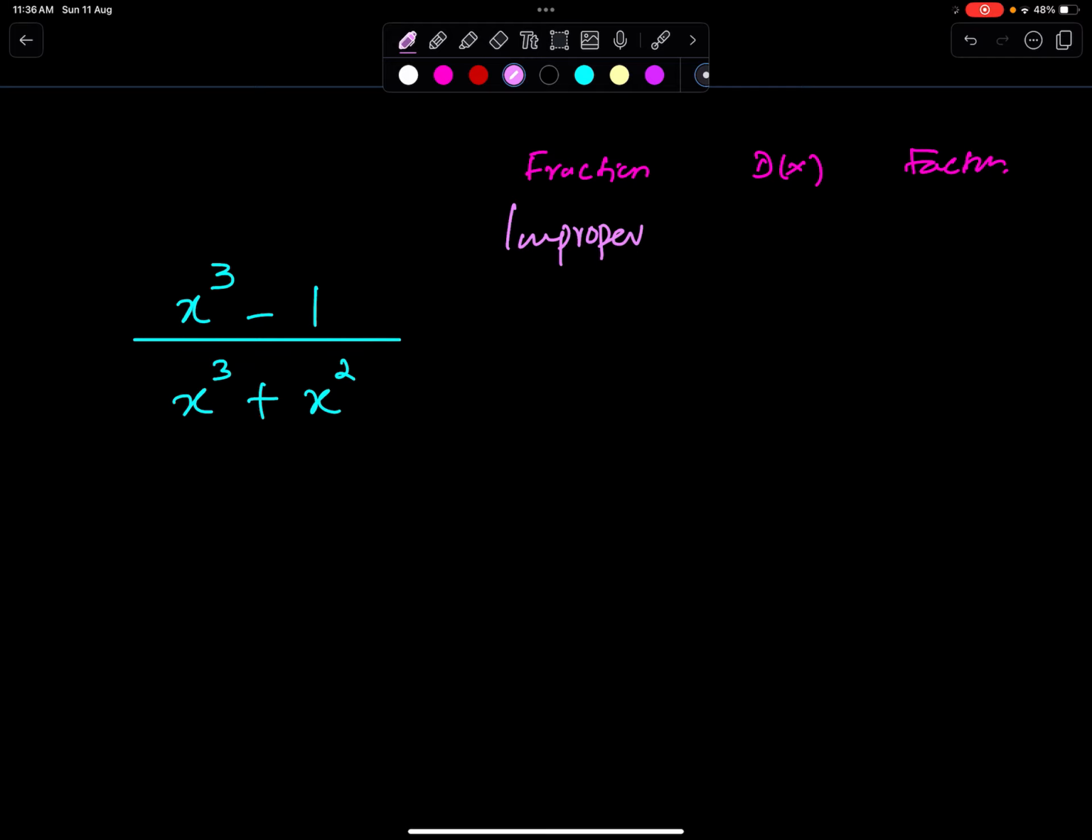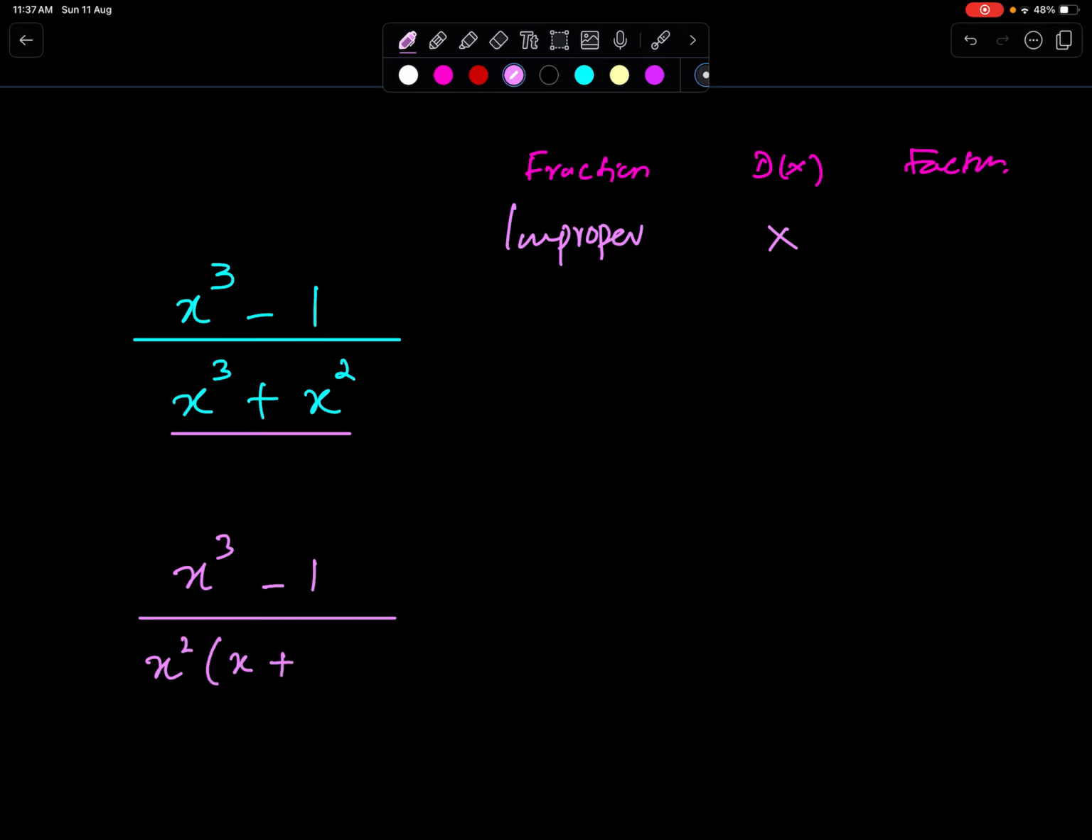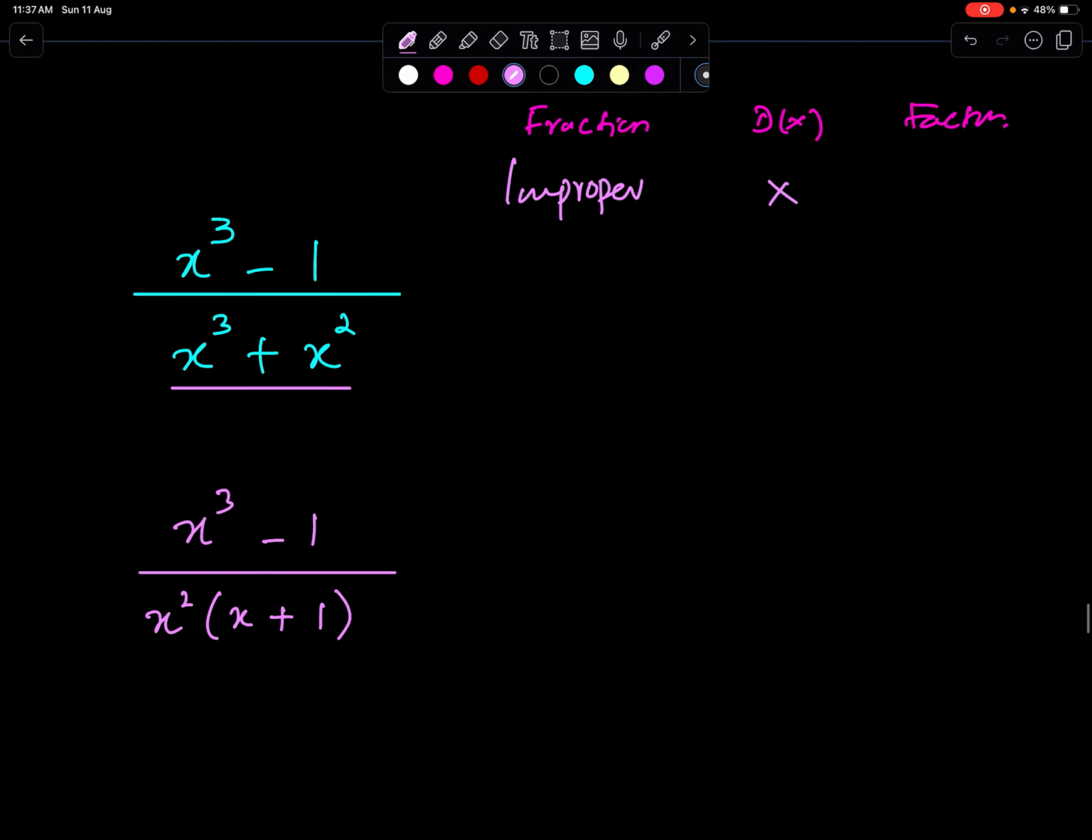Now observe the denominator. This denominator can be factorized. So we need to factorize it. Denominator is not in its simplified form. We have to factorize the denominator. So we have x cube minus 1 in numerator. By taking x square common from denominator, we have x square times x plus 1. Now the denominator is in its simplified form.